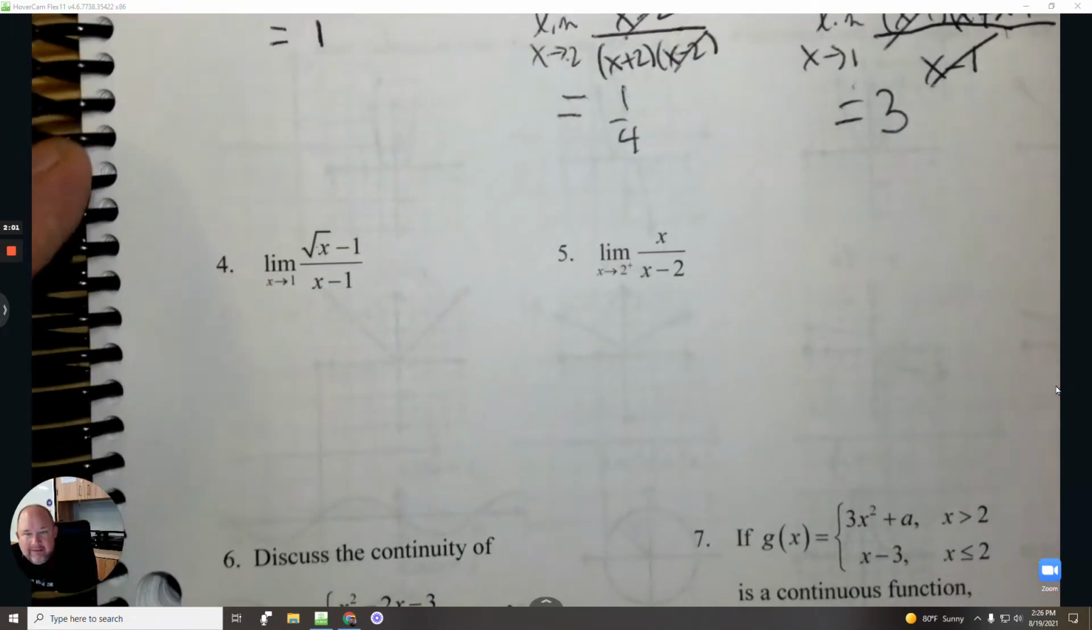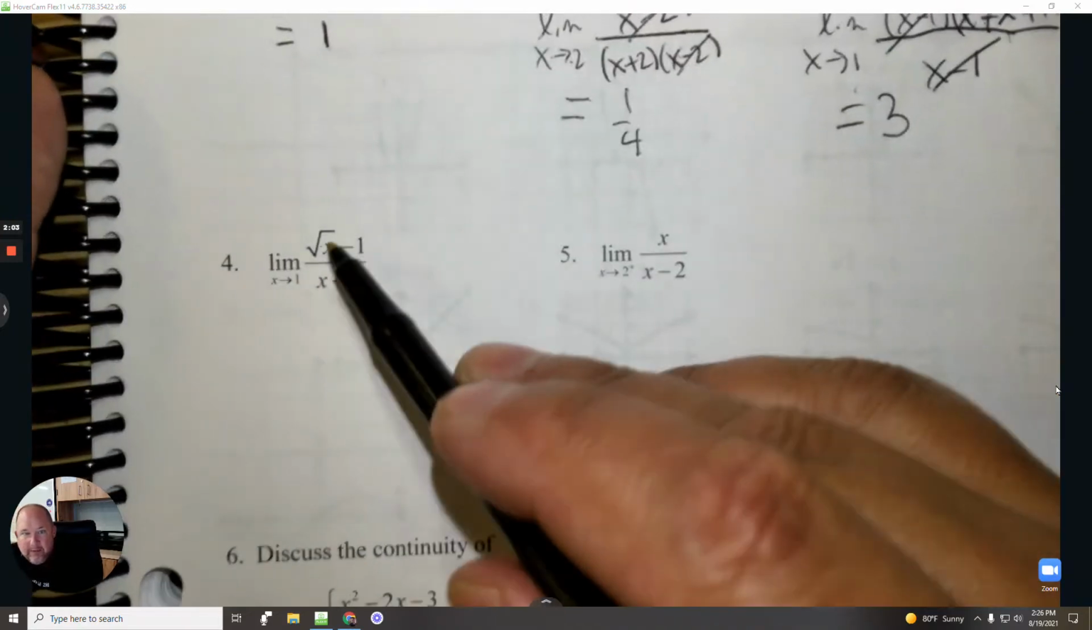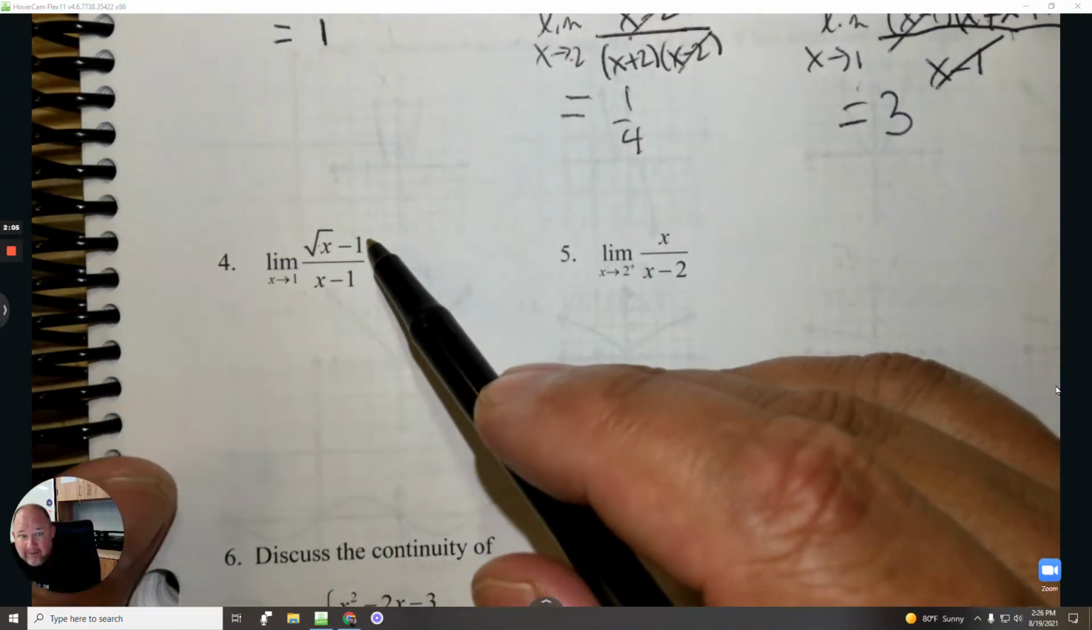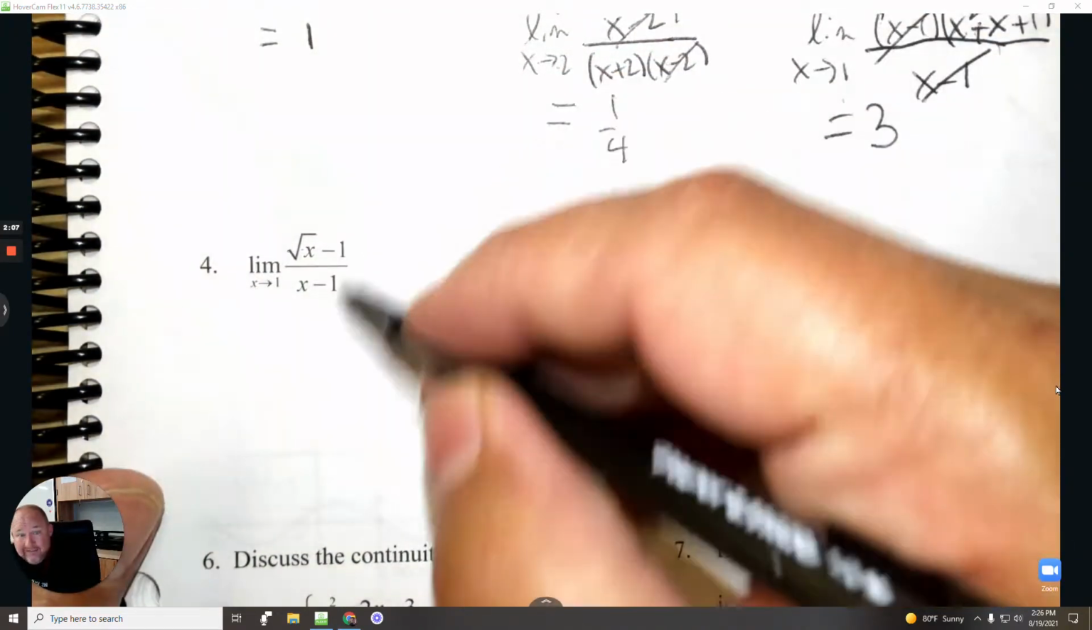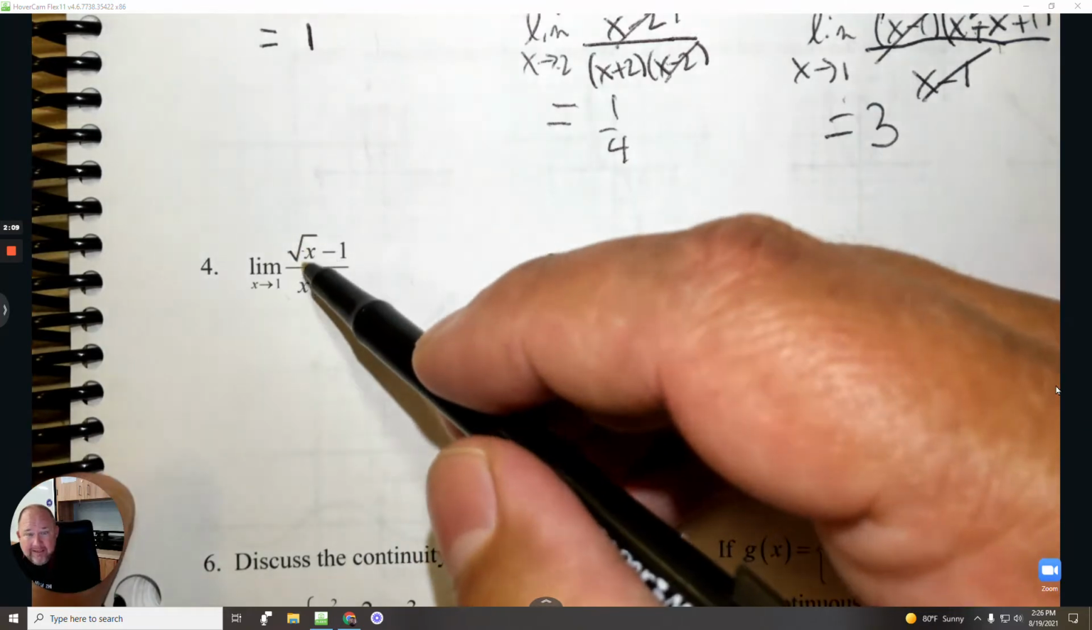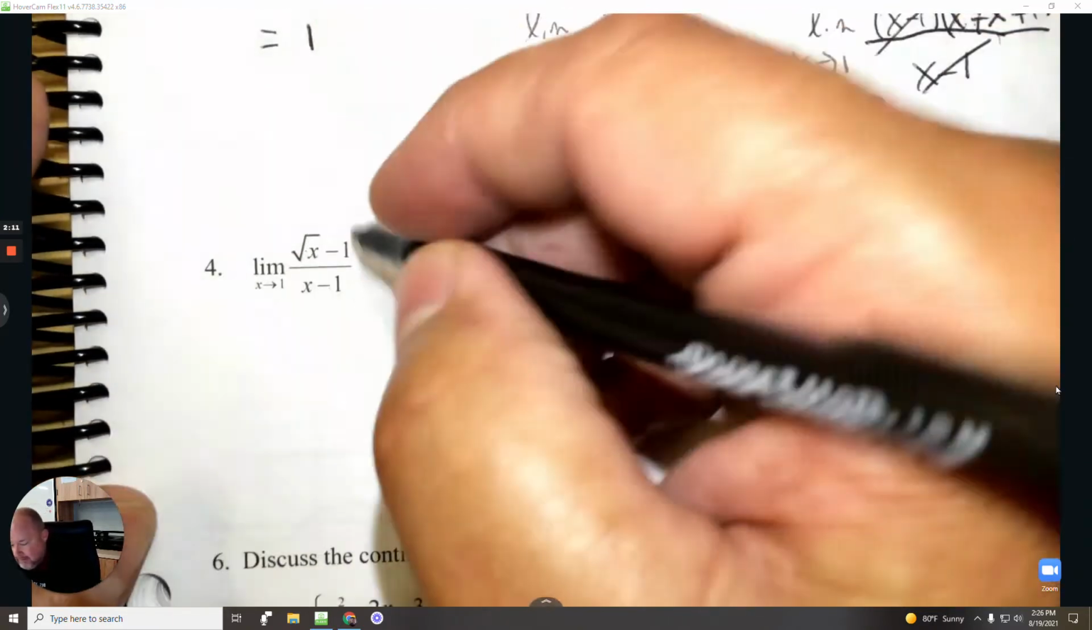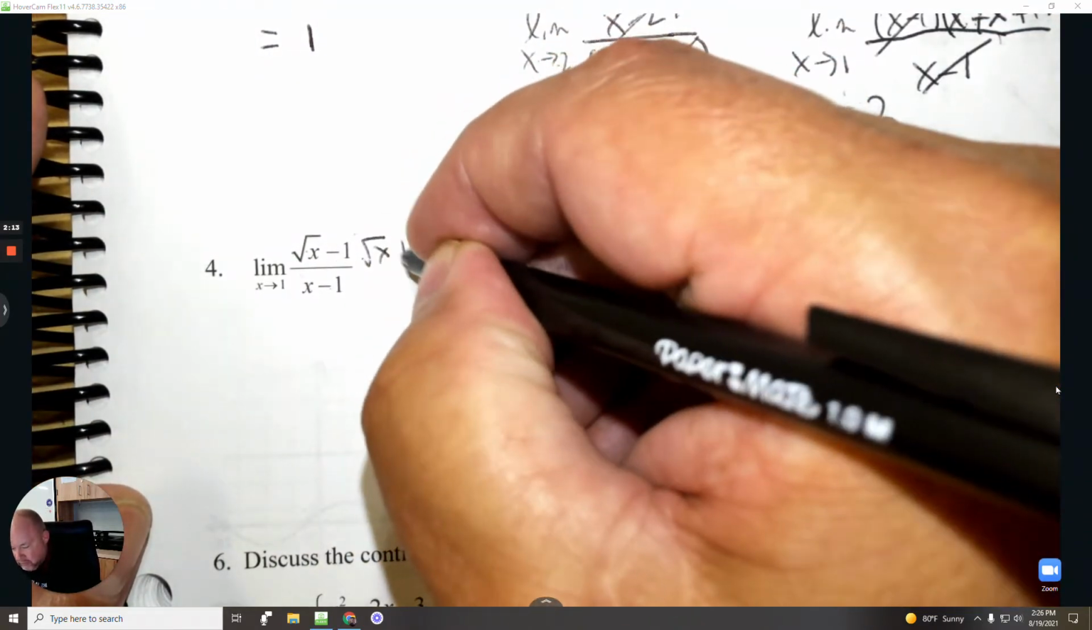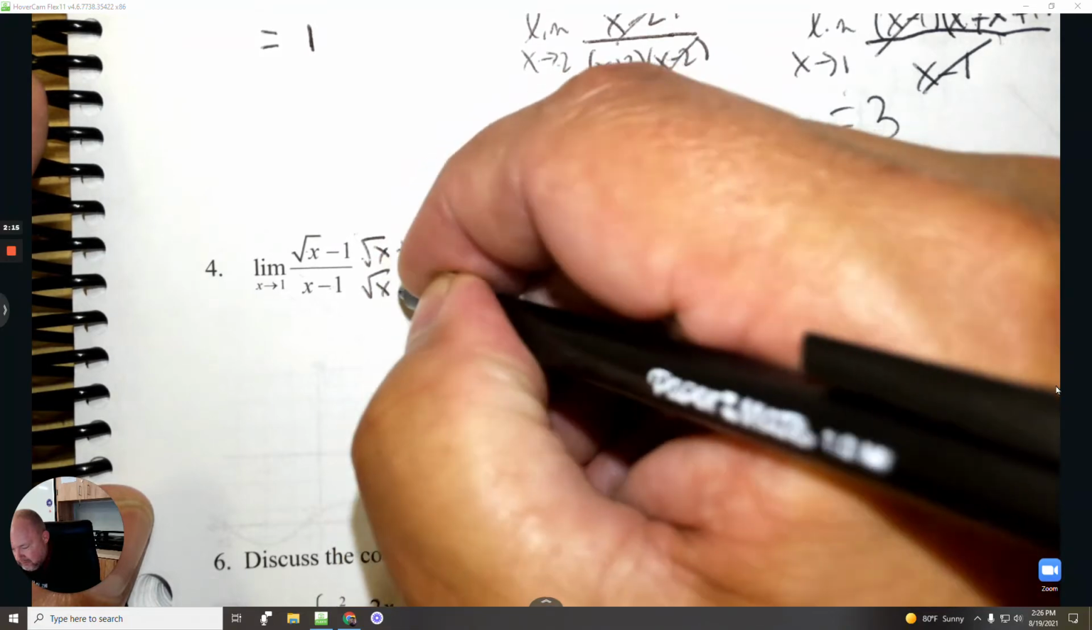Number 4, a different way to do this. Again, when I plug 1 in for x, the square root of 1 take away 1 and 1 take away 1. It's indeterminate. That's the big word for the day. That's 0 over 0. No factoring. Because of the square root, we're going to use what's called the conjugate.